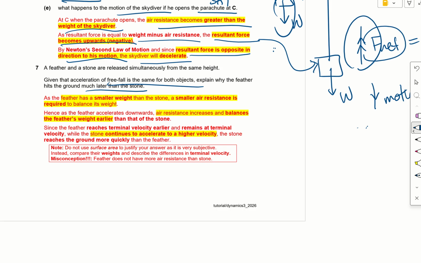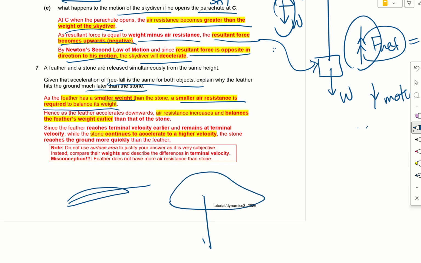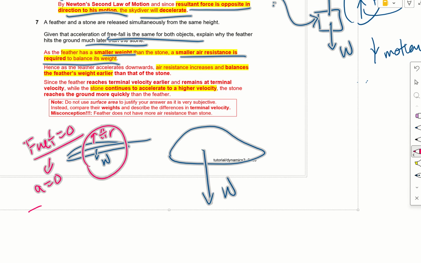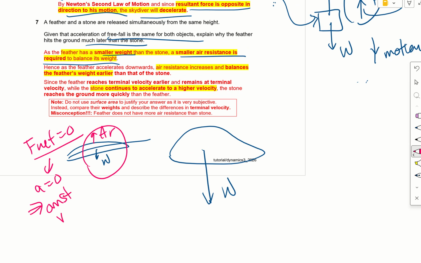Now, as the feather has a smaller weight than the stone, correct? A smaller air resistance is required to balance its weight. Because as they both fall, they experience air resistance. But because the feather has a smaller weight compared to a rock, the W for the feather is lesser. So the feather needs lesser air resistance to balance its weight, which then leads to F net being 0. And if F net is equal to 0, then there is no acceleration, and therefore it will move with constant velocity.